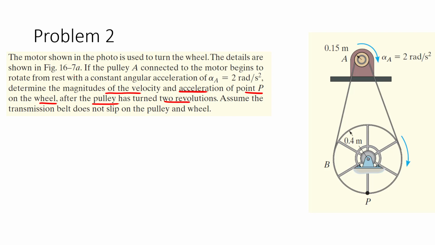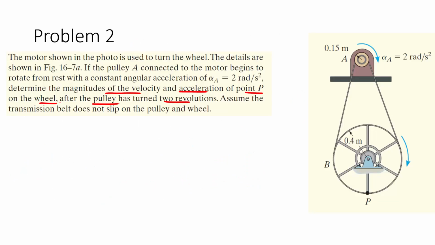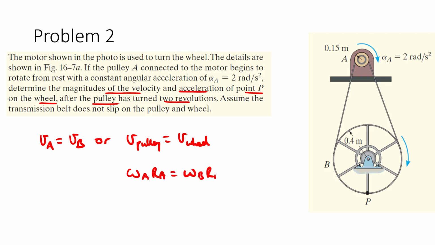So here we will use the results of the gear meshing equations, and we have to notice that instead of gears we have a pulley and a wheel coupled with a belt. So I can say that the velocity of A is the same as the velocity of B, or you can say that the velocity of the pulley is the same as the velocity of the wheel. And for the velocity I can write omega A times radius A equals omega B times radius B.